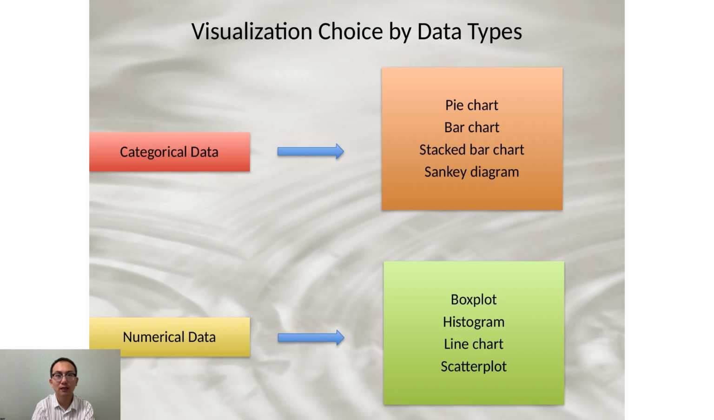Now, if your data is numerical, meaning it's made up of numbers like prices, scores, or quantities, then consider charts that show distribution, trends, or relationships. These include histograms for showing how your numbers are spread across ranges, box plots to summarize the center, spread, and outliers, line charts, especially when you're tracking changes over time, and scatter plots to explore the relationship between 2 numeric variables. Choosing the right chart makes your message clearer and your insights easier to understand.